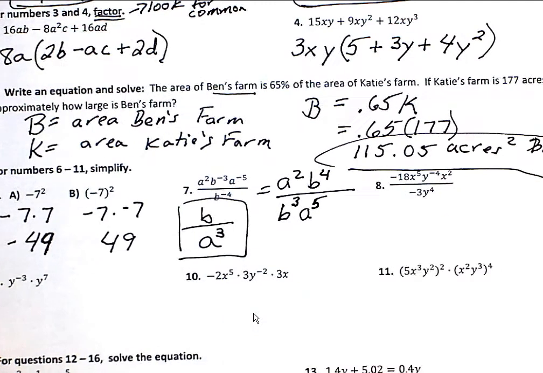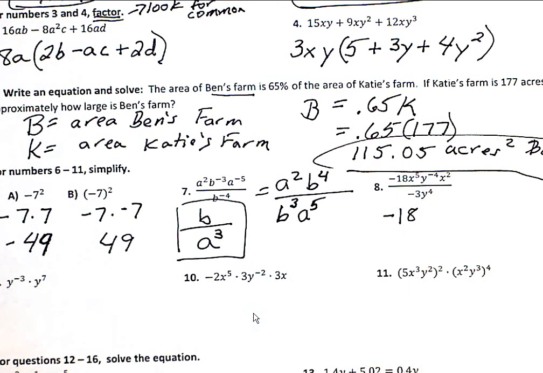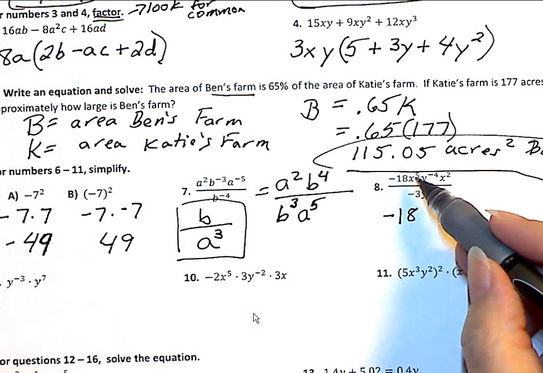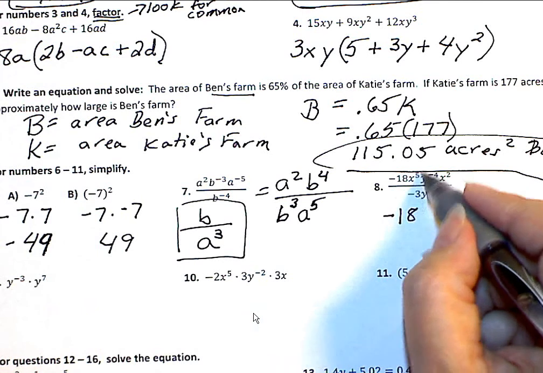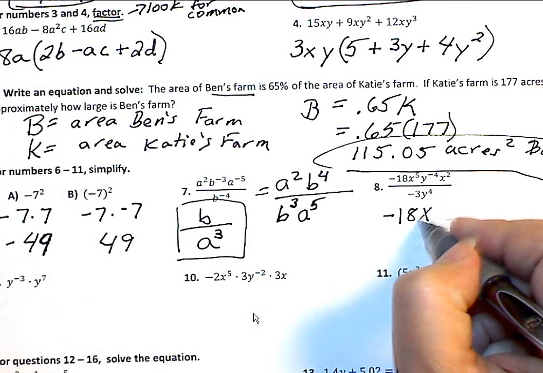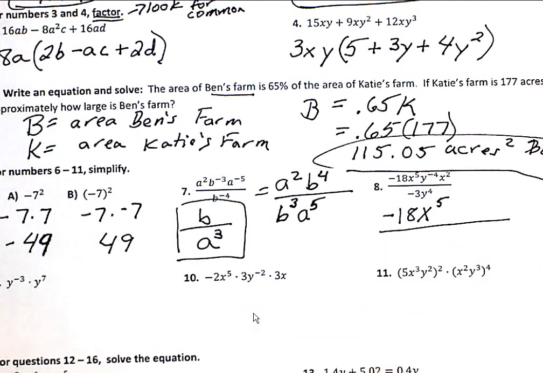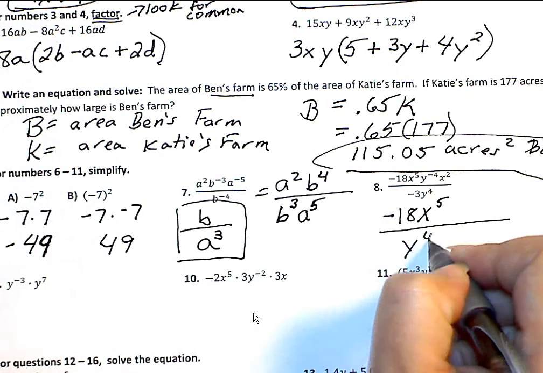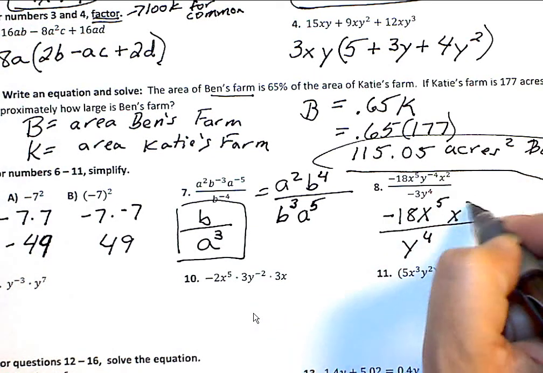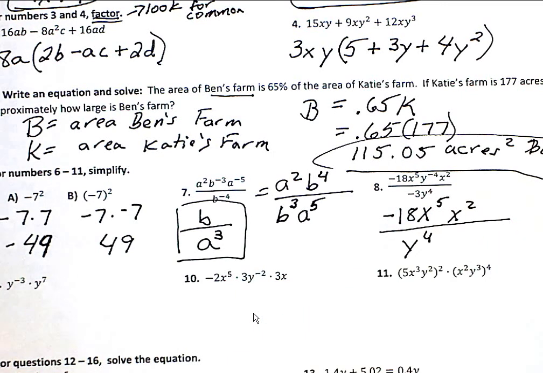Alright, negative 18 does not have an exponent, so it's going to stay on the top. X to the 5th is a positive exponent, so it's going to stay. Is this positive or negative? Positive, so it's going to stay. Then my y to the negative 4. What's y to the negative 4 going to do? It's going to go to the bottom. So I have y to the 4. And x squared is going to stay. On the bottom, we don't have any negative exponents, so those are also going to stay.